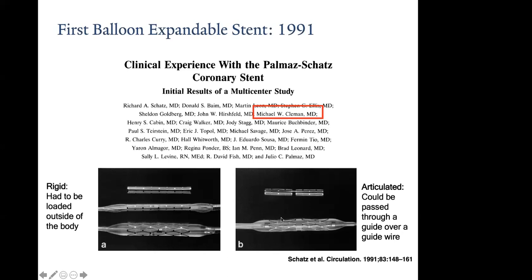And then the next iteration was this articulated stent where there was essentially this stent scaffold and then a link connecting them in the middle. So this could articulate and actually better travel around bends to be delivered.